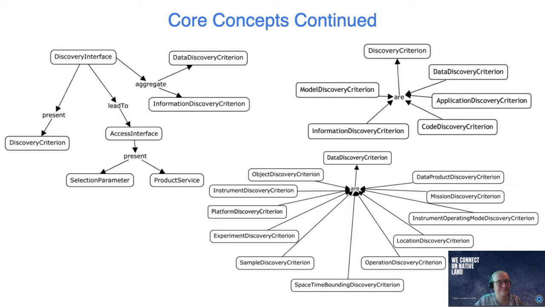Strangely, most of the current SMD search and discovery interfaces combine both data and information discovery criteria, along with selection parameters, into a single interface without distinguishing between them. This may help explain why users are sometimes disappointed with systems which they expect to lead directly to data, which often don't.